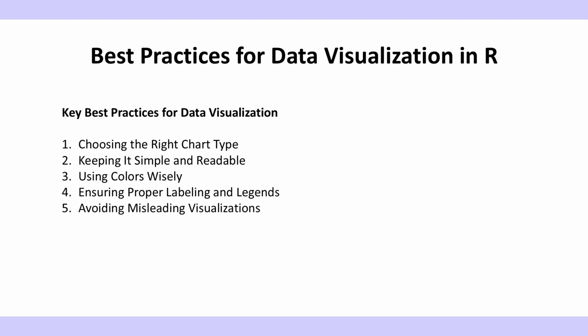Now we have covered data visualization in R. We will quickly move towards the best practices for data visualization in R. The key best practices involve choosing the right chart type. If you want to compare categories, you should go with a bar chart. For trends over time, a line chart. If the relationship between two variables is to be shown, then a scatter plot is the best, and a box plot is used where distribution and outliers are to be shown, and a heat map is used when correlation and intensity visualization is our goal. Next is keeping it simple and readable.